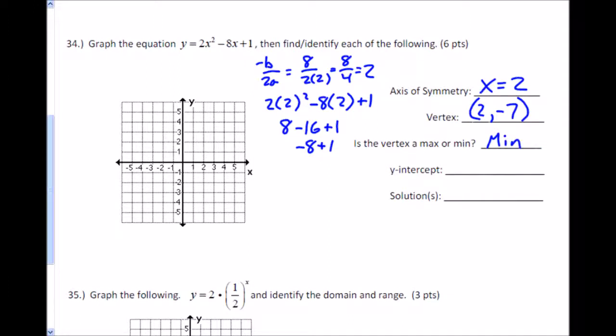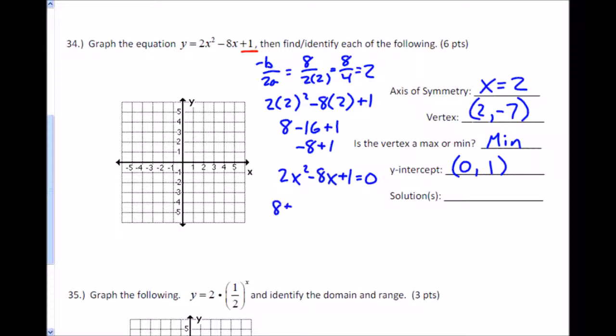The y-intercept is right here. It's the constant term, so that's a 1, or you could think of it as the ordered pair (0, 1). And then the solutions are when we take this 2x squared minus 8x plus 1 and set it equal to 0. Again, you can try doing that by factoring. It doesn't look like this is going to factor, so I'm going to have to do this in terms of my quadratic formula or something like that.